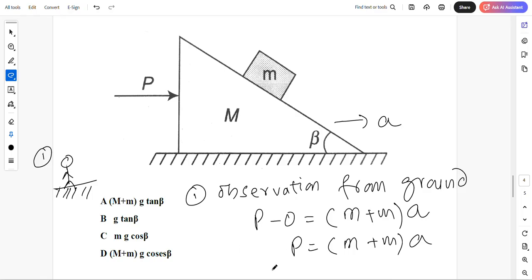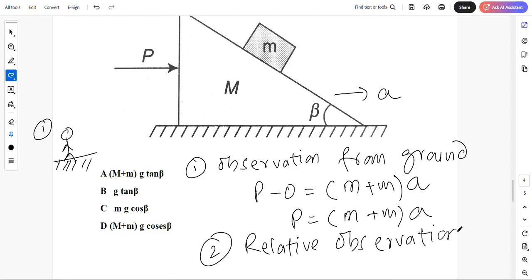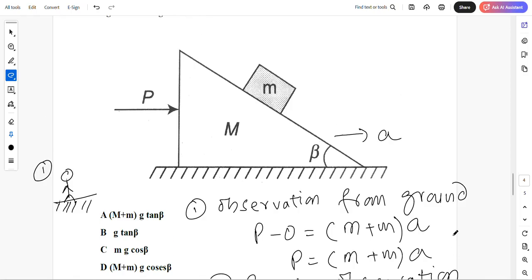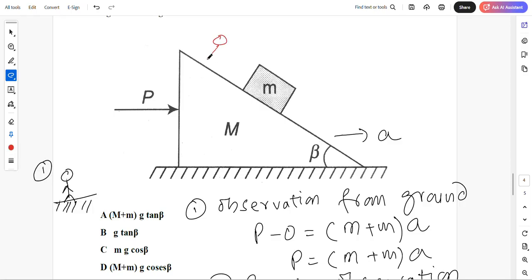To calculate a, what am I supposed to do? I have to do a relative observation. Number two is relative observation. Relative observation means I have to go and stand on the incline. If I go and stand here and observe, a relative is how much?